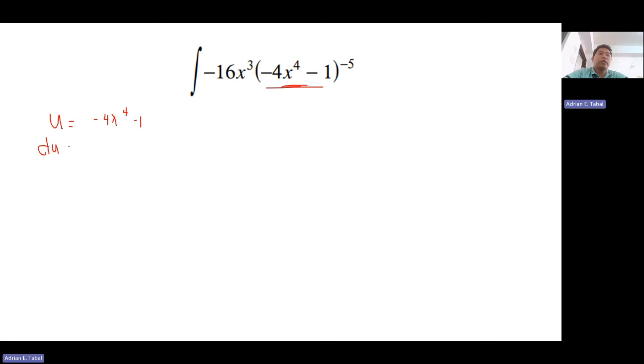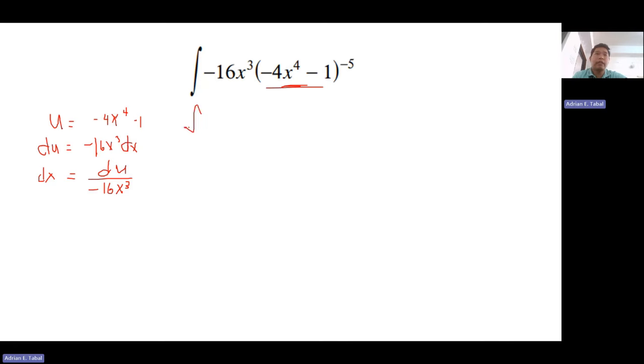And du, the derivative of our u, will be negative 16x raised to 3 dx. Then find dx. So dx will be equivalent to du over negative 16x cubed. We can put the negative on the top, as long as there will be one negative for this function. Let's go back to our function.